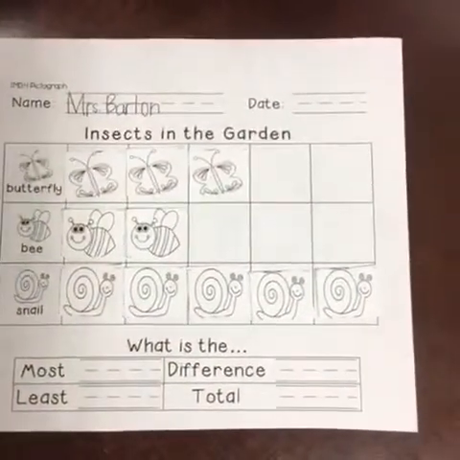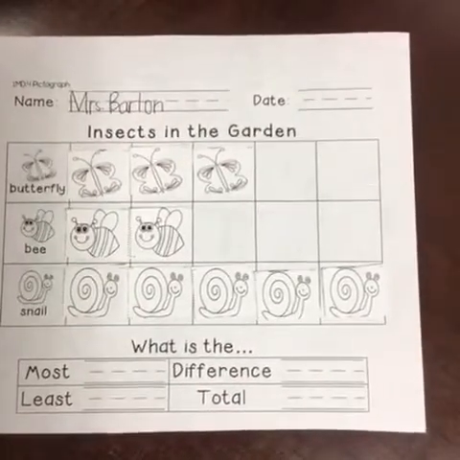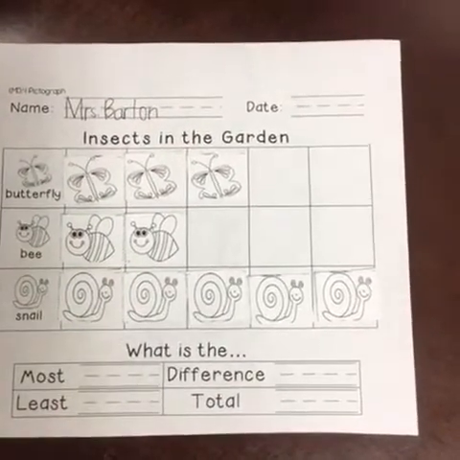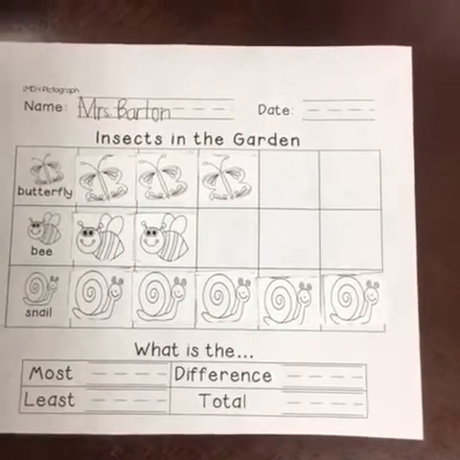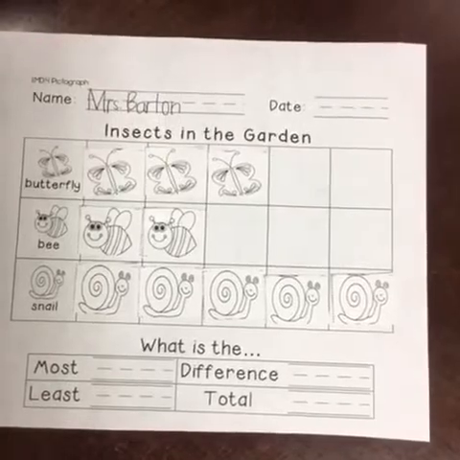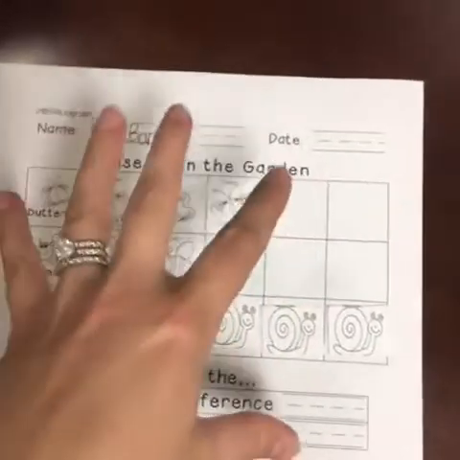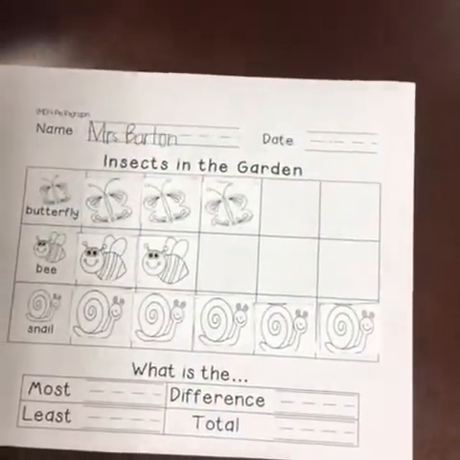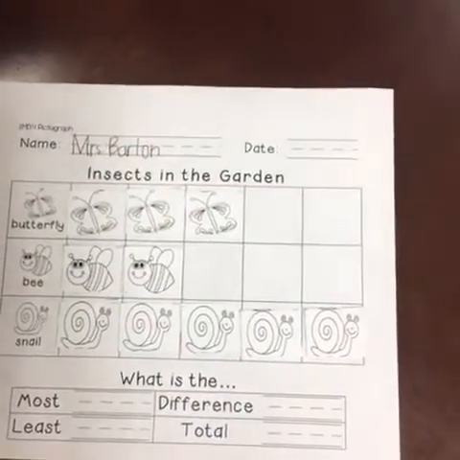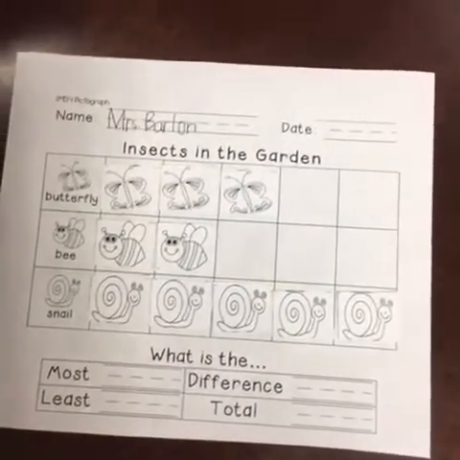So without even counting, because I didn't count my snails or my bees, what animal do I have the most of? Snails, right? Without even having to count, I can tell that I have the most snails. Okay, boys and girls, that's one of the great things about making graphs, you can tell right away which one you have the most of, which one you have the least amount of, okay?